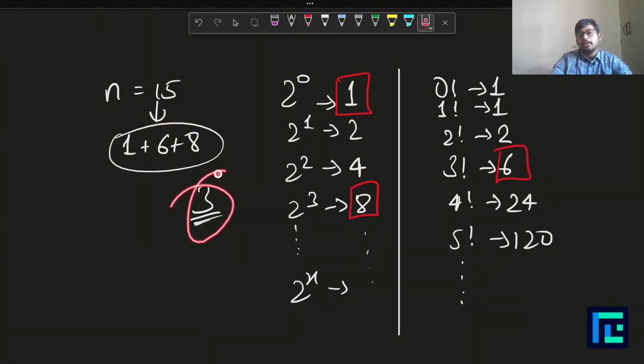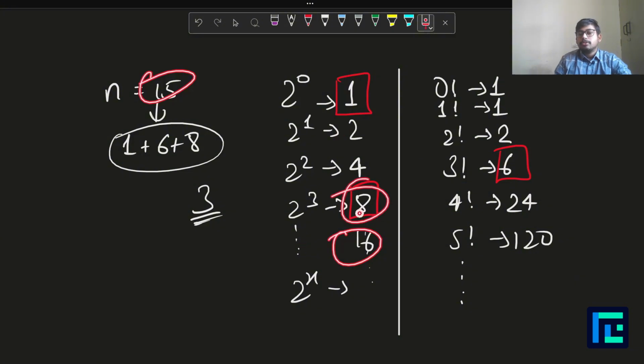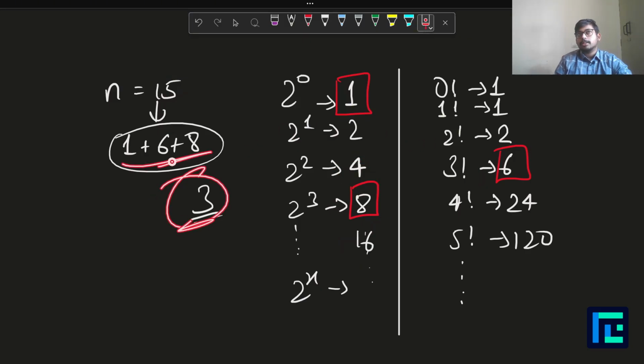Is there some way through which we can do it in even fewer? Can we do it in just 2 distinct numbers? If we want to do it in 2 distinct numbers, I think among these numbers it's not possible. After 8 we'll get 16, so we cannot use anything greater than 15 to make 15. If we use 8, we don't have a 7 here. If we use 4, we don't have an 11 here. So we cannot do it in just 2 numbers. So 3 is the minimum for this test case.